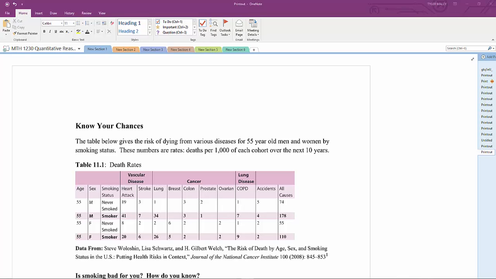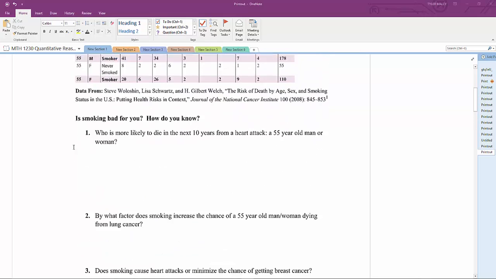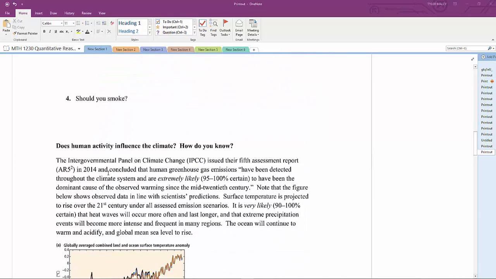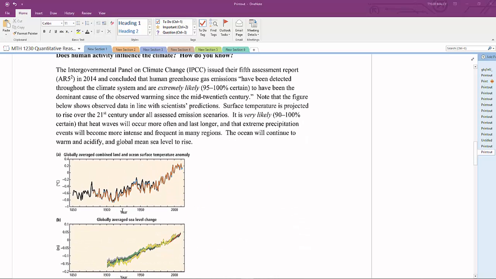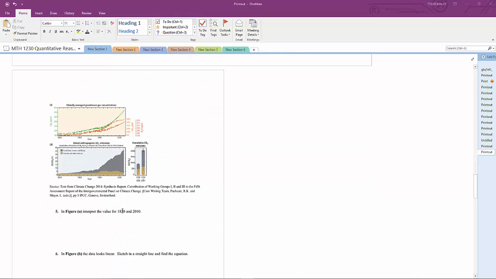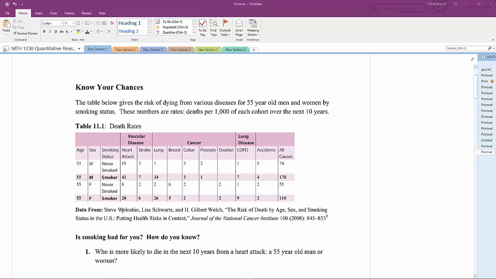All right, so we have the Know Your Chances worksheet next in the class, and we're just going to cover the first page in this worksheet. After this first bit on death rates, the worksheet goes into some things on climate change, which is great information to read over, but for time's sake and for our class, I don't think it's necessary, but you can certainly work through that if you'd like. Right, so we're just going to focus on this first part because I want to make sure you know how to read a table like this. You will have some problems in your homework that have a similar type of table.